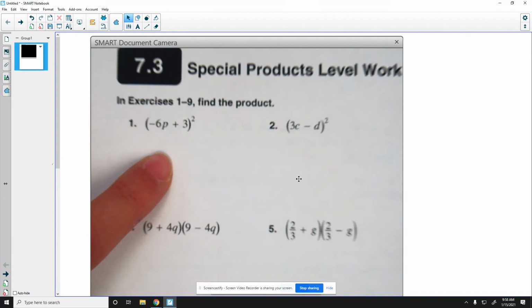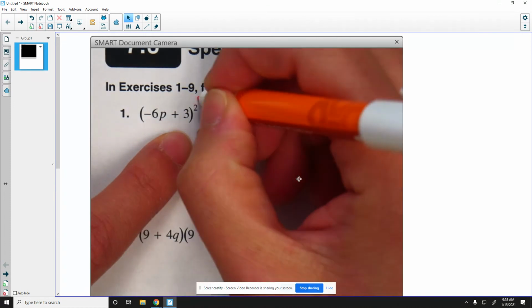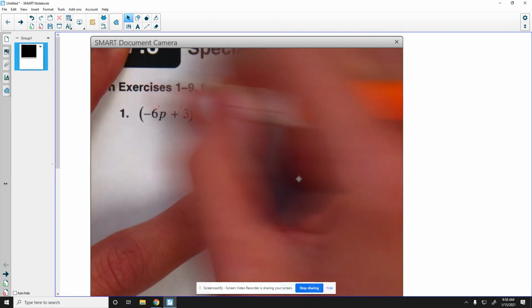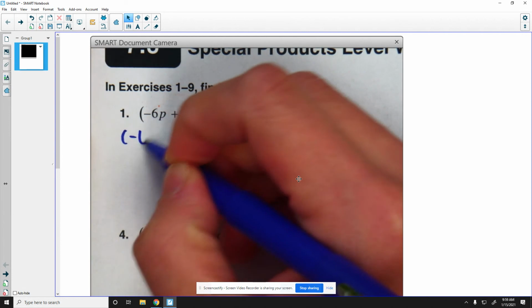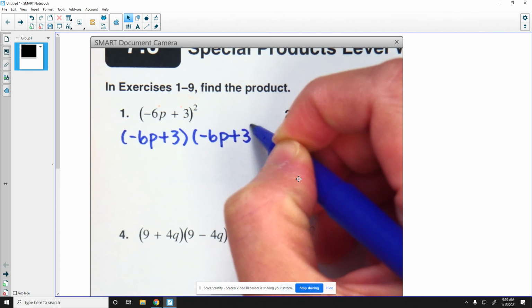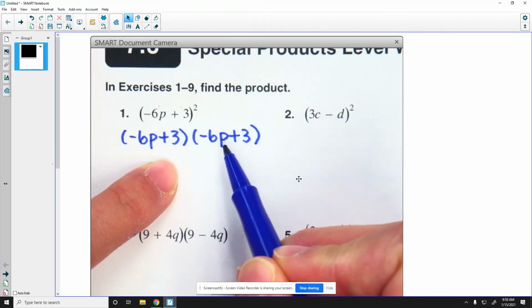So first of all, for number one, do not take this 2 and distribute. That is wrong, okay? Please do not do that. If you want to, you can write it out separately. So you can say, oh, this squared is the same thing as saying negative 6p plus 3 times negative 6p plus 3. Like, this is what the problem says. Then you can FOIL or distributive property.